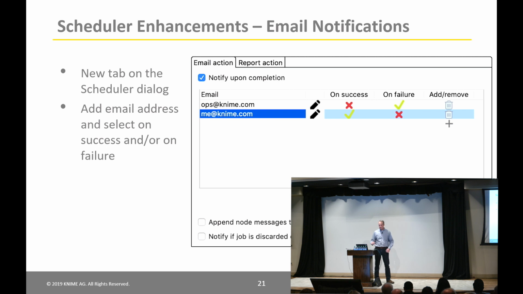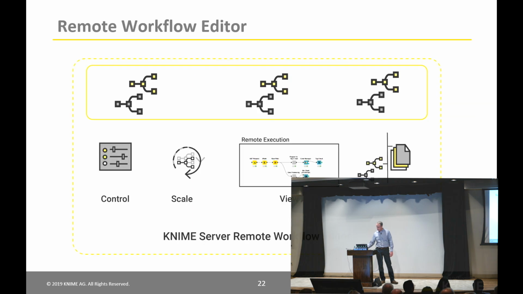Okay, email notifications is another one. We've always had email notifications, but now you can actually specify, do you want the email on success or on failure or both? It's up to you to specify. And that's really nice because a lot of times you don't want them on failures. Maybe you just want to know when it worked. And now you can specify that at this level.